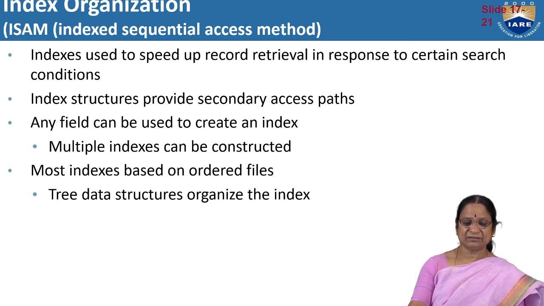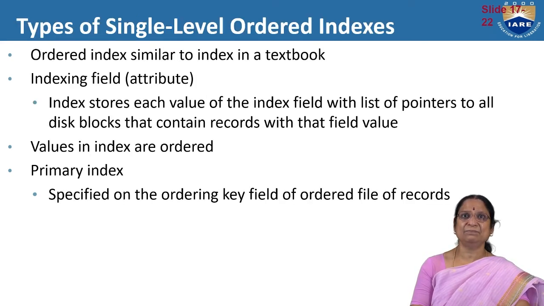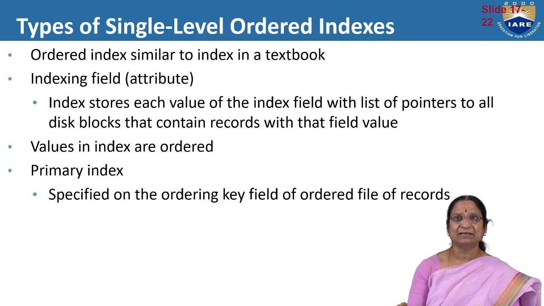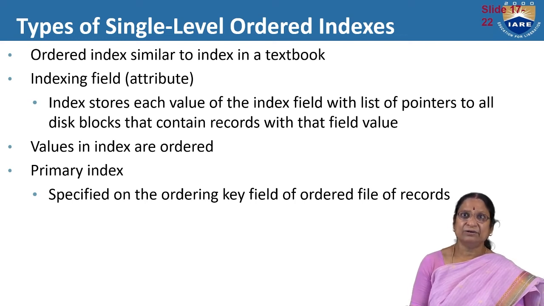Most index-based organizations are based upon ordered files, and tree data structures also organize the indexing structure. Multiple techniques are there. Single-level indexing and multi-level indexing are there, and various types of single-level indexing techniques exist. So single-level ordered indices will be there. Ordered indices are similar to the index in a textbook, which says this particular topic is available on the first page, second page, third page, and so on.